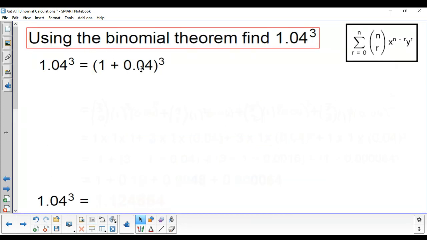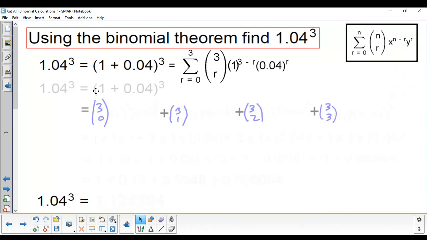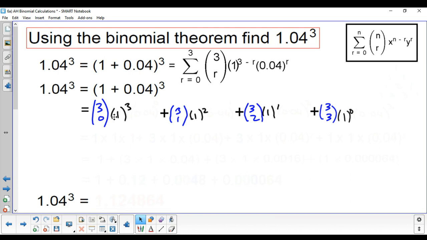1.04 to the 3 can be (1 plus 0.04) to the 3, and because it's to the power of 3, you know that it goes between 0 and 3. You'll have your coefficient. 1 will be to the power of 3, 2, 1, 0, and so forth. So the 1 actually just is 1 then, isn't it? Which is nice. So if you have the coefficients, you'll have 3 choose 0, 3 choose 1, 3 choose 2, 3 choose 3. 1 will be 1 to the power of 3, 2, 1, 0, which is just 1 in each case. And you'll get 0.04 to the 0, to the 1, to the 2, to the 3.